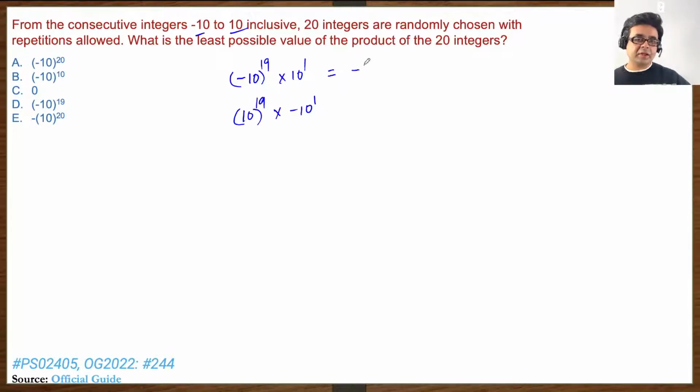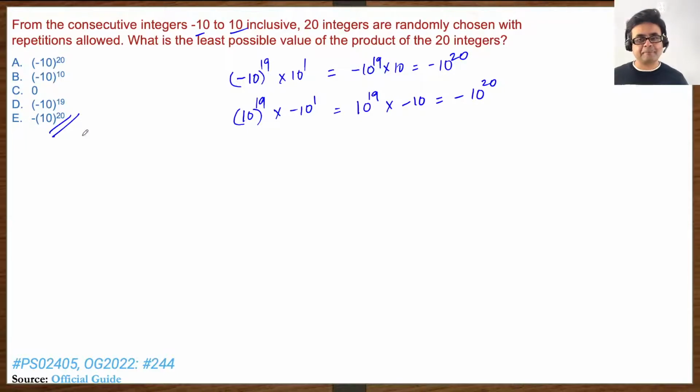This will give you minus 10 to the power of 19 into 10, which is nothing but minus 10 to the power of 20. This also gives you 10 to the power of 19 multiplied by minus 10, which is nothing but minus 10 to the power of 20. Hence, this will be the result. Okay.